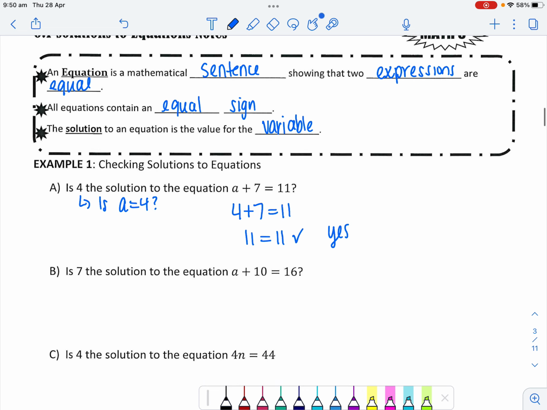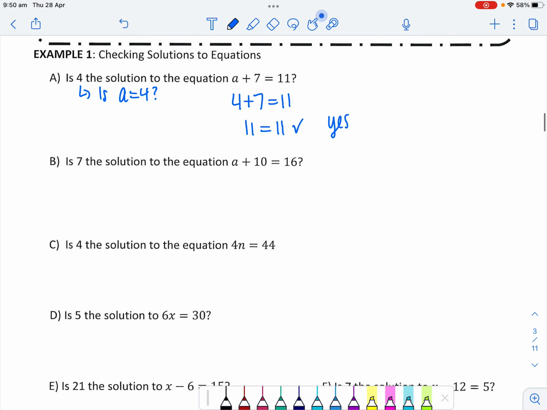Now, when I look at part B, similar equation, a plus 10 equals 16, so still an addition equation. But now I want to know, is a equal to 7? So 7 plus 10 equals 16. Is that a true statement? Well, 7 plus 10 is 17, and 17 is not equal to 16, so the answer here is no. Okay, and that slash through the equal sign means that they are not equal. It is not true.